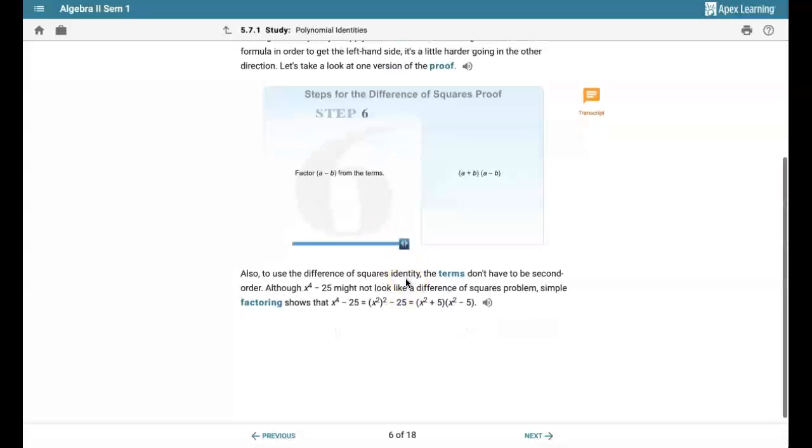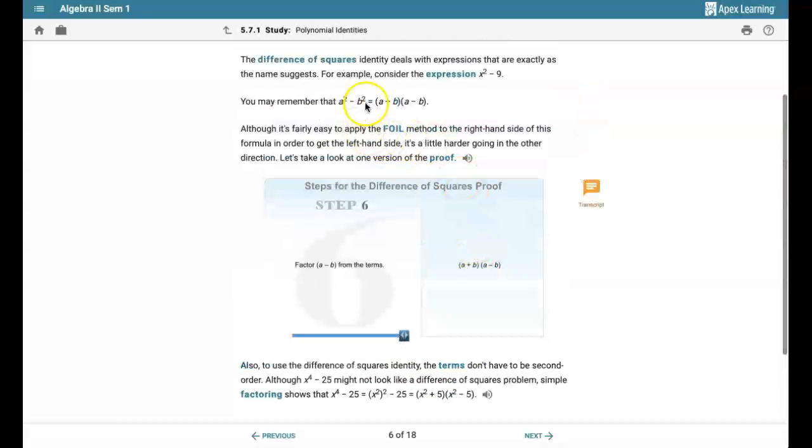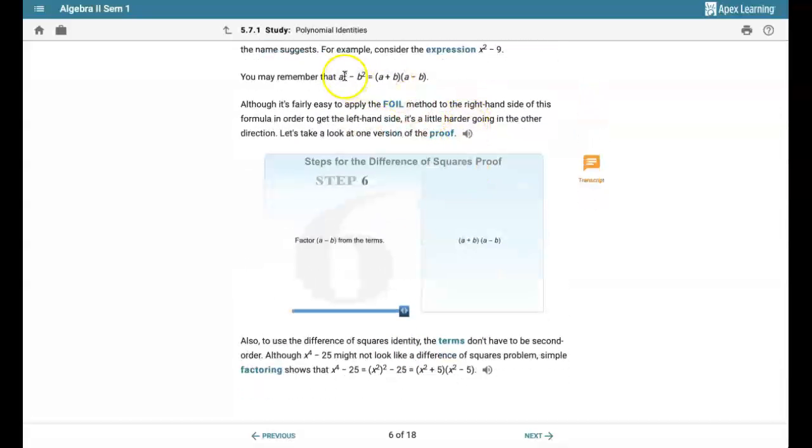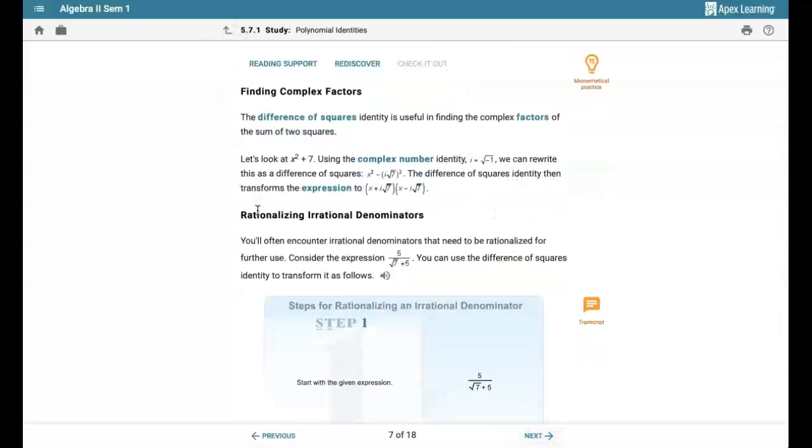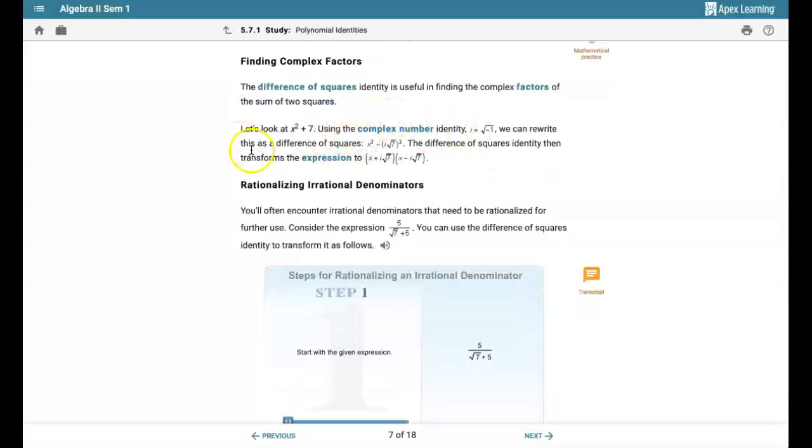And so again, knowing that this is the proof here, if we have an expression that's in this a squared minus b squared form, we just go straight here. We don't even have to worry about doing the steps, right? And so that would be an example of using that identity. So this is really, really helpful when we're finding complex factors, right? So looking at those different numbers, trying to do the complex ones, or rationalizing irrational denominators, right?